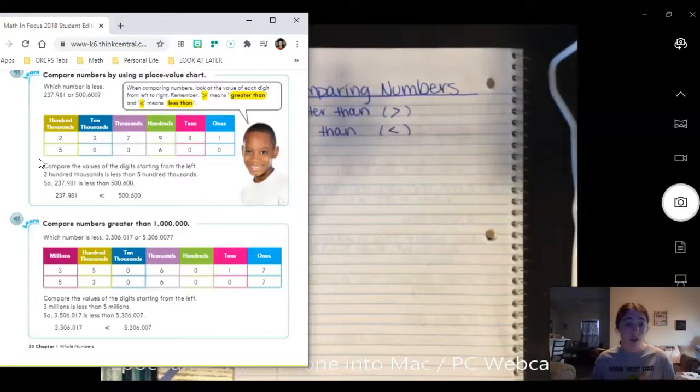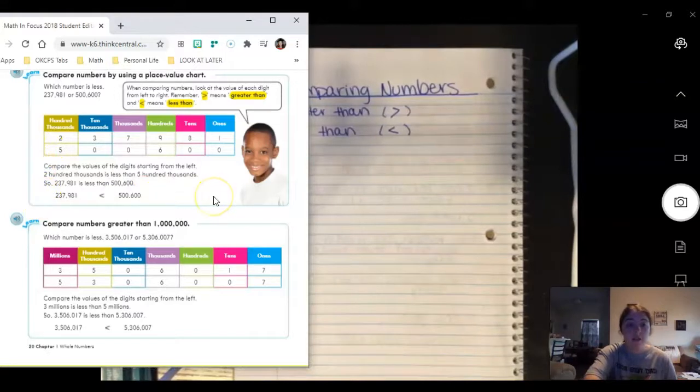So 237,981 is less than 500,600. Okay, and the reason it's less than is because the 200,000s is less than 500,000s.